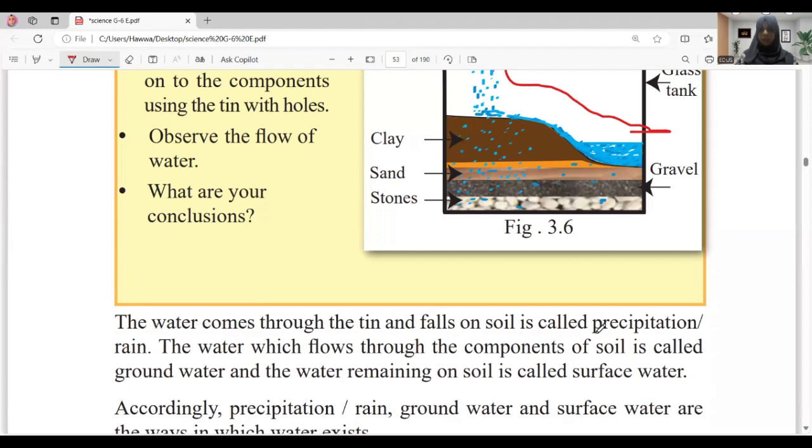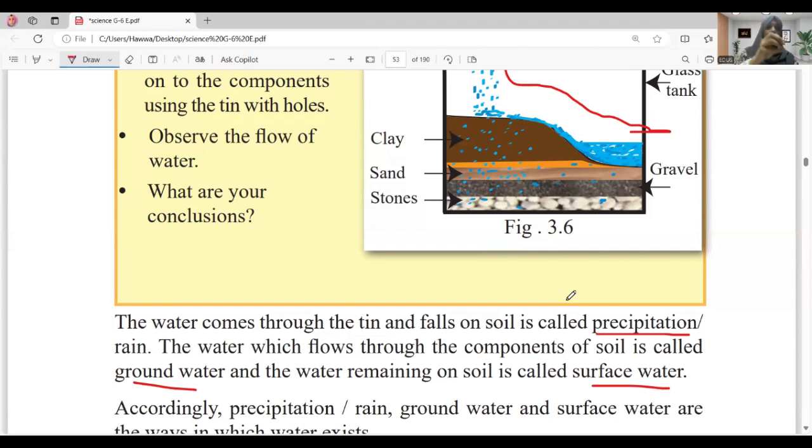It's called precipitation. So we have this word, precipitation. The water which flows through the components of soil is called groundwater, and water remaining on soil is called surface water, right? So precipitation is the falling water, or we call it rain. There is another name for rain, that is precipitation.